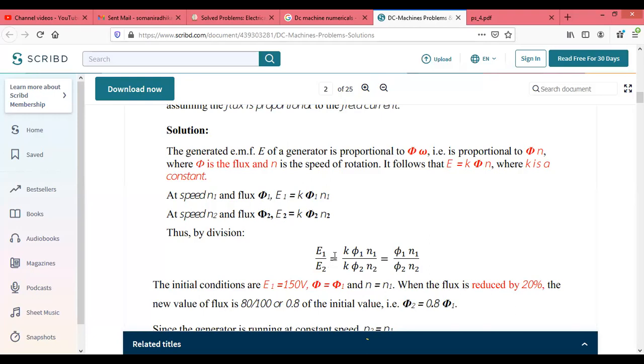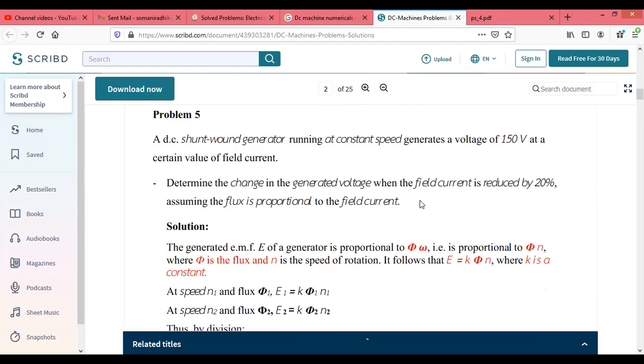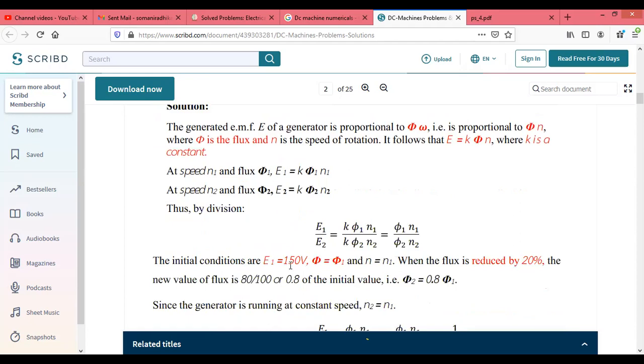So here we can take the division of E1 by E2. You will get K phi 1 N1 upon K phi 2 N2. If you take K as a constant term, we will get the equation phi 1 N1 upon phi 2 N2. But what they have given is that the DC shunt motor is running at constant speed and generates 150 volt. So we can take that as E1. You can take E1 as 150 volt.